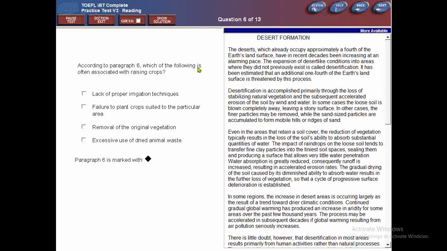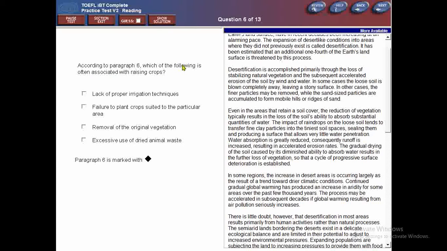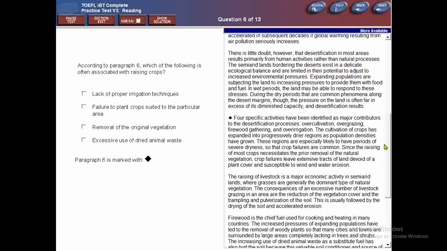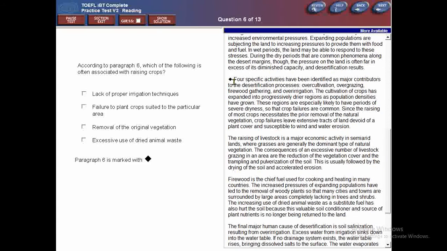According to the paragraph, which of the following is often associated with raising crops? What are our keywords or key phrases? Associated with raising crops means that the statements in the options will be related to raising crops. Four specific activities have been identified as major contributors to the desertification process: overcultivation, overgrazing, firewood gathering, and overirrigation. These are the major contributors to the desertification process.